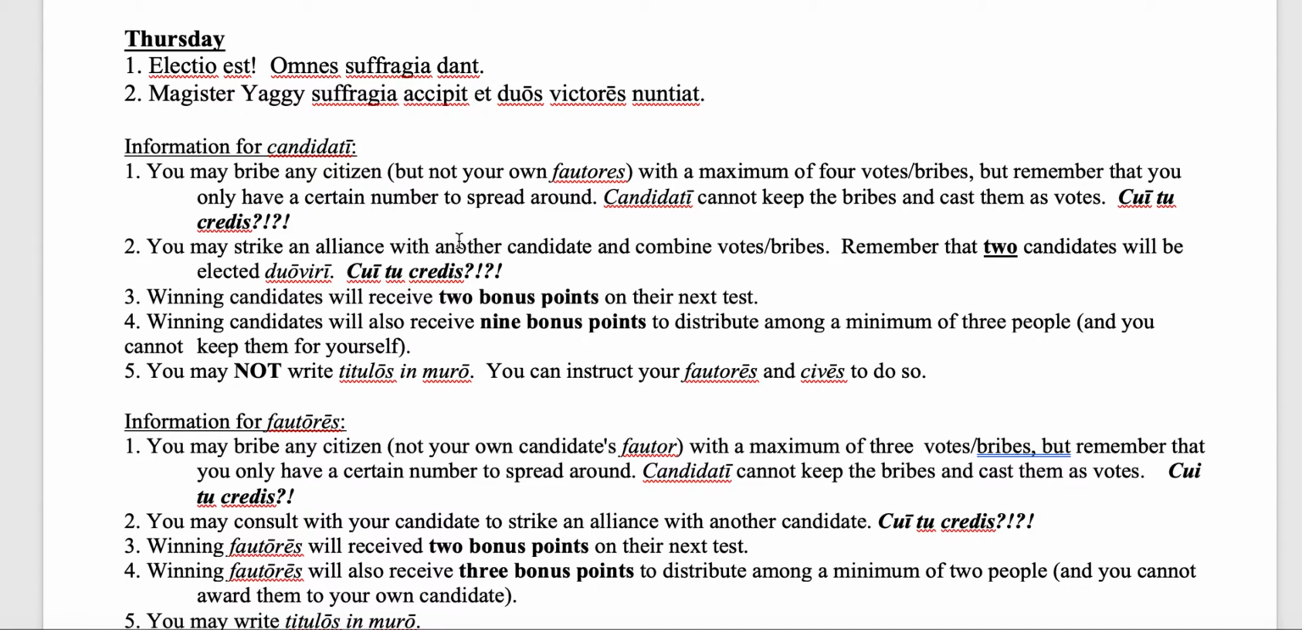I can strike an alliance with another candidate and combine some votes and bribes. But just like the duo Caesar and Pompey, 2 candidates will be elected. So if there's 3 candidates, the wheeling and dealing, the conspiracy, is you're just trying to shut out one person.